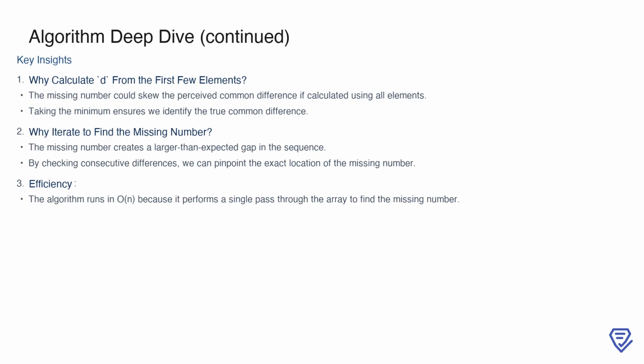By checking consecutive differences, we can precisely identify where this gap occurs. Finally, let's consider the efficiency of the algorithm. It operates in O(n) time complexity because we only need a single pass through the array to find the missing number. This makes the approach both simple and efficient for solving the problem.